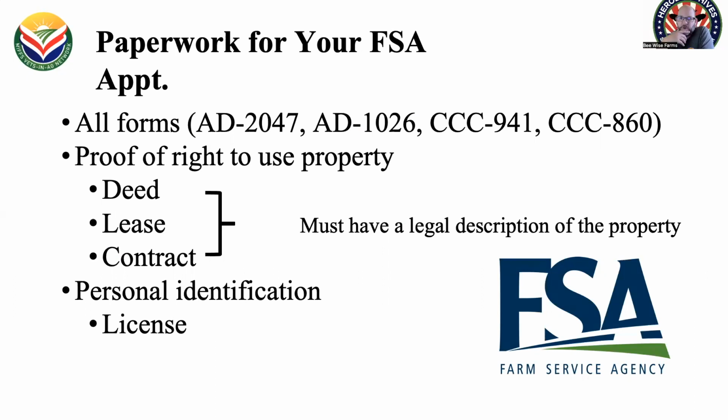Personal identification as well. You're going to need your driver's license or some sort of ID, and it needs to be, I believe, a federal or state ID is all that they're going to use for personal identification through FSA. So those are what you need to bring with you, and you will be all set to go get your FSA number and start working with USDA.